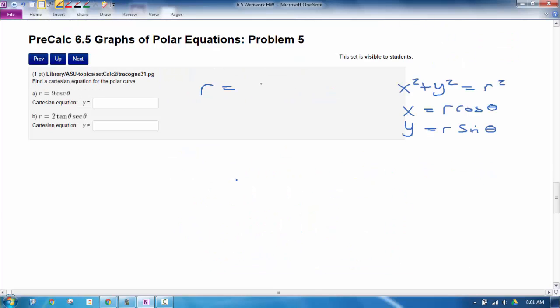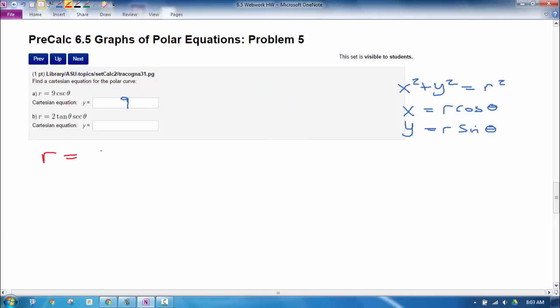Okay, this next one's pretty easy. I can write this as 9 over sine of theta, and sine of theta we know is y over r right here, so I'll just replace it with y over r. Instead of dividing by y over r, I'll multiply by r over y. The r's cancel. I get 1 equals 9 over y. Multiply both sides by y, and you get y equals 9.